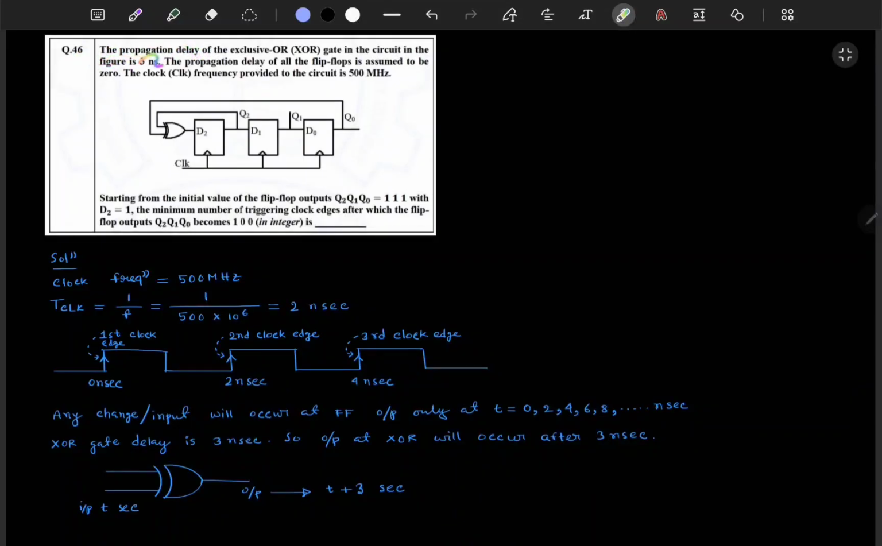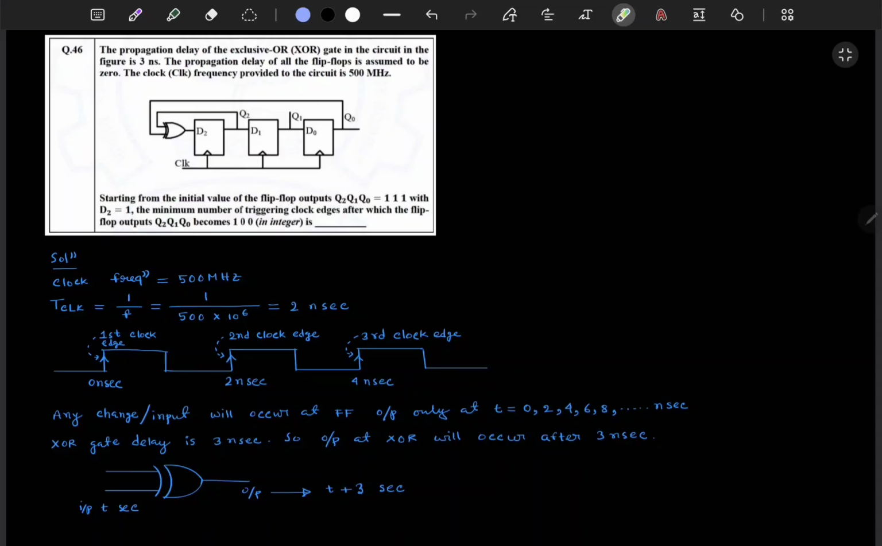The question is here: the propagation delay of the exclusive OR gate in the circuit in the figure is 3 nanosecond. The propagation delay of all flip-flops is assumed to be 0. The clock frequency provided to the circuit is 500 megahertz.